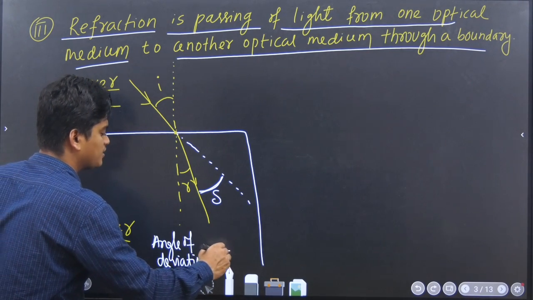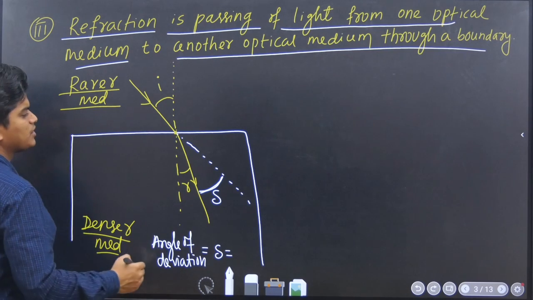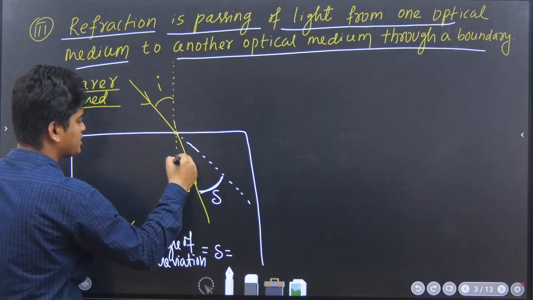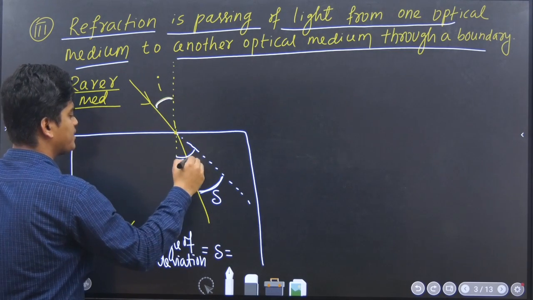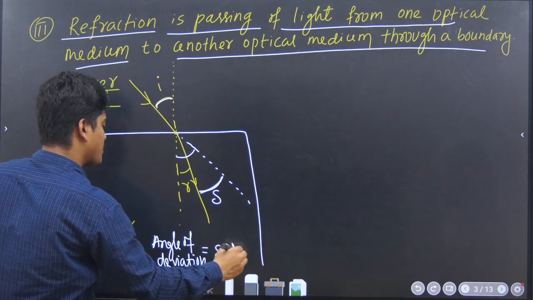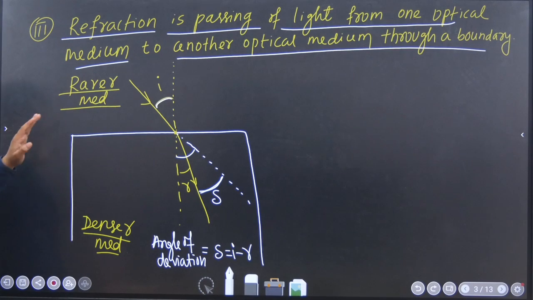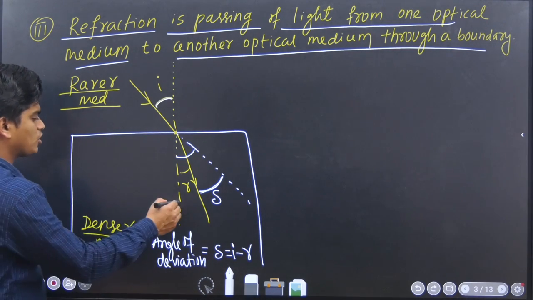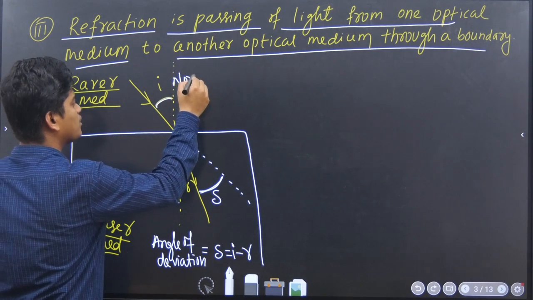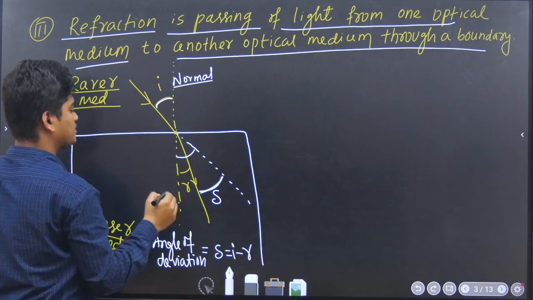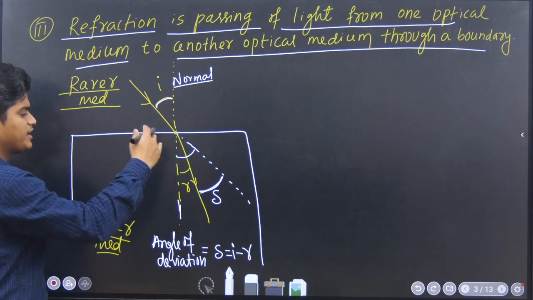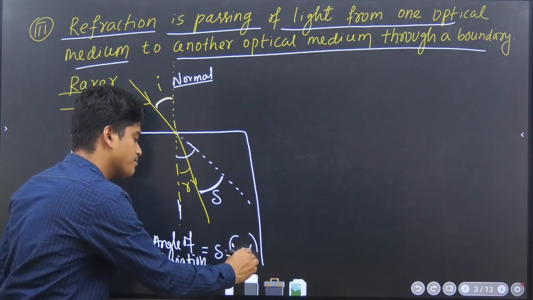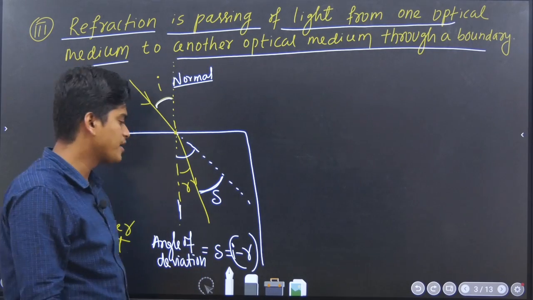This is delta, the total angle, if you consider how much it is. Here this angle and this angle are equal, that is I basically. So I can write I minus R. When light is passing from a rarer medium to a denser medium, the light ray is bending towards the normal. This dotted line is the normal basically. So the light ray is bending towards the normal and the angle of deviation is I minus R.